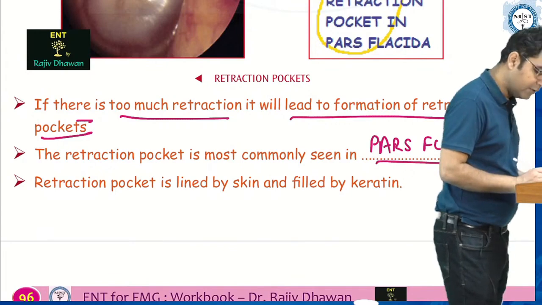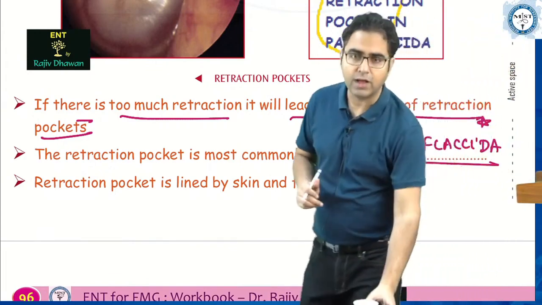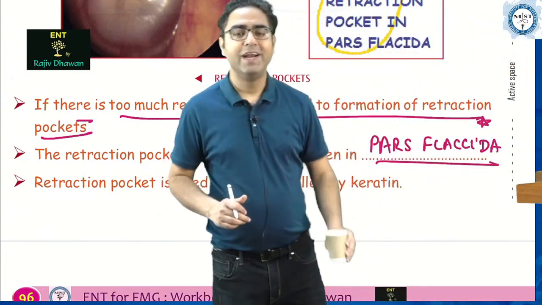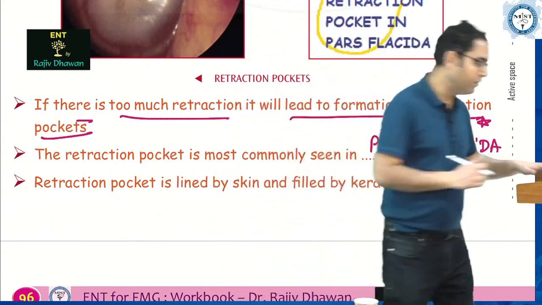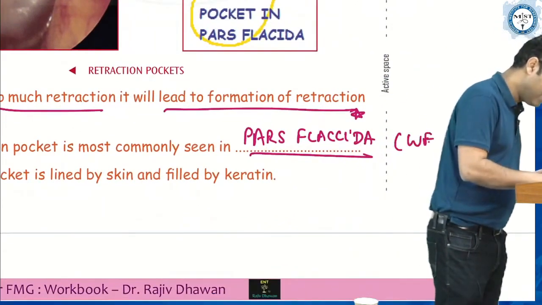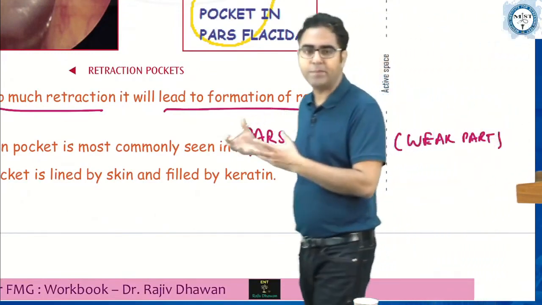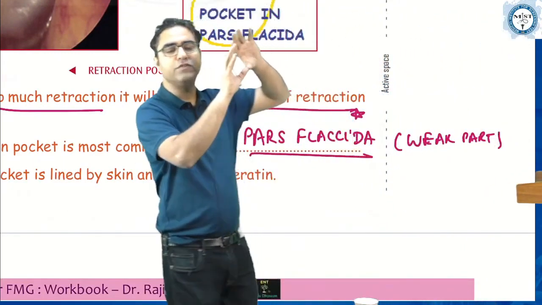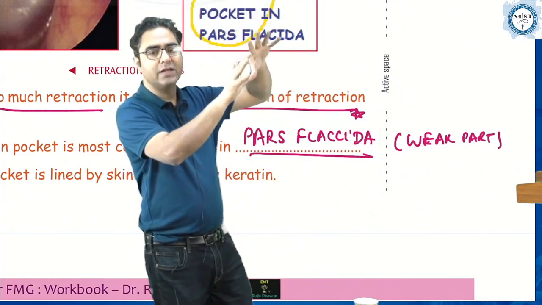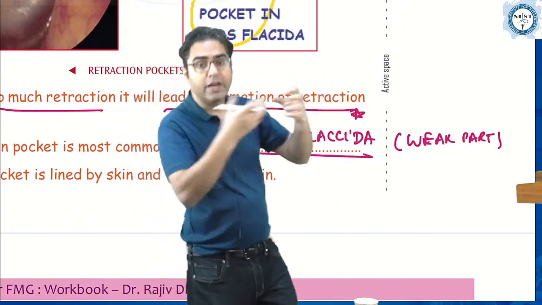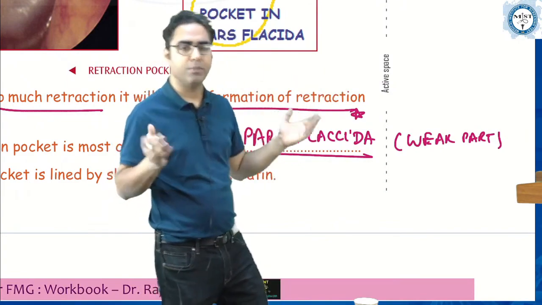The retraction pocket is most commonly seen in pars flaccida. Why? It's a weak part of the tympanic membrane. A weak part can be sucked too much inside. It's already weak, and behind that you put this vacuum. Don't you think that vacuum can suck the pars flaccida too much? Too much retraction will form a pocket, and that is called a retraction pocket.